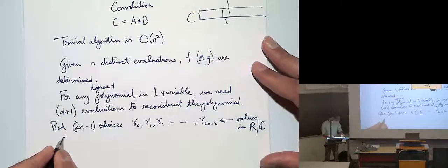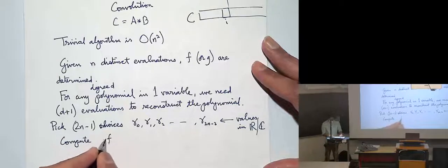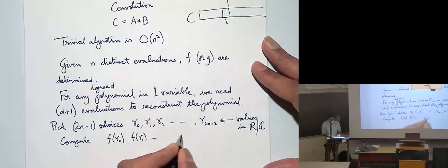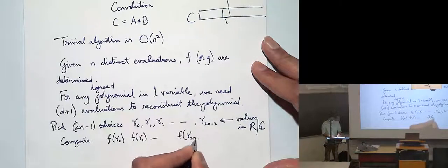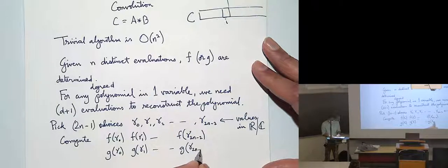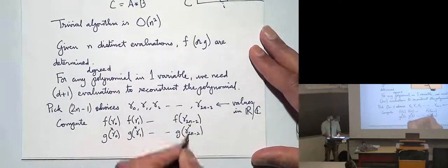So what I could do is compute f of gamma 0, f of gamma 1, up to f of gamma 2n minus 2. And then I compute g of gamma 0, g of gamma 1, up to g of gamma 2n minus 2. Now what I could do is I could just multiply these.